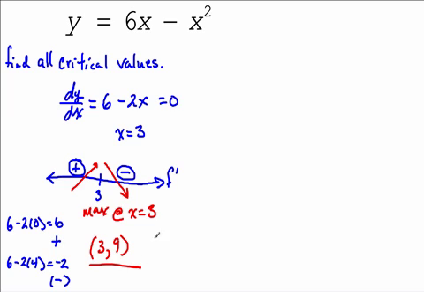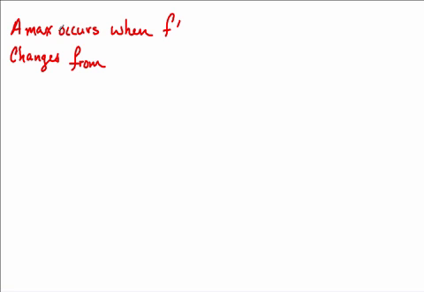Now the key here, and you need to understand this, I'm going to add a new page. A max occurs when f prime changes from positive to negative.